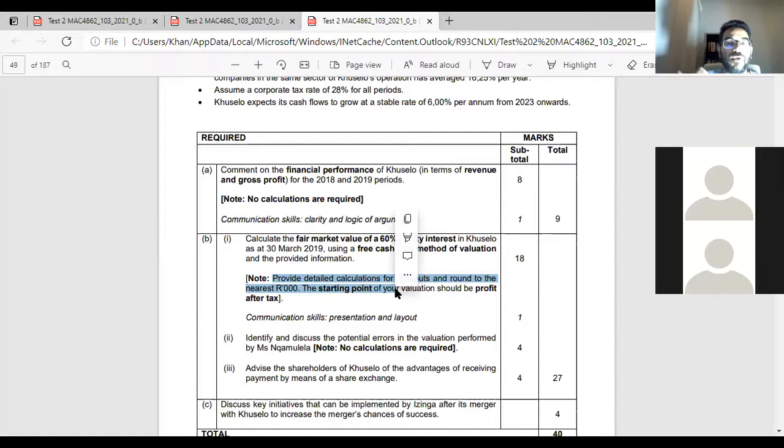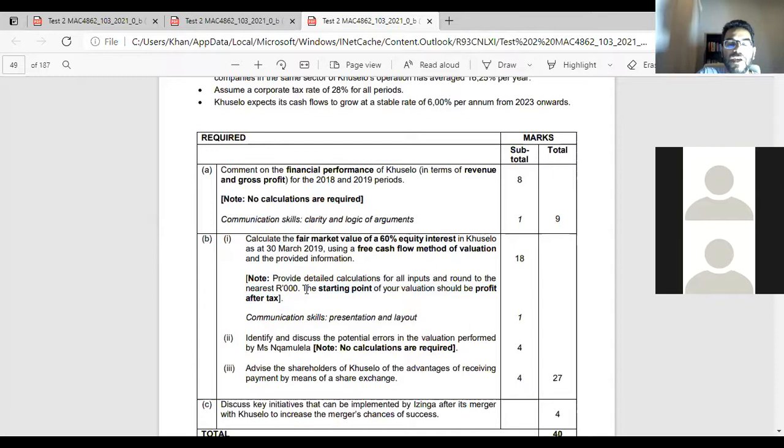They'll always tell you what the starting point should be, especially for free cash flow. If they don't tell you, from a UNISA point of view, start here, because there's a reason why UNISA want you to start here: we're going to test some concepts.